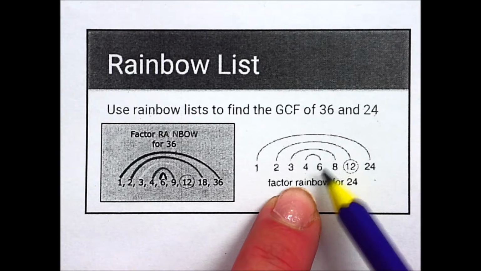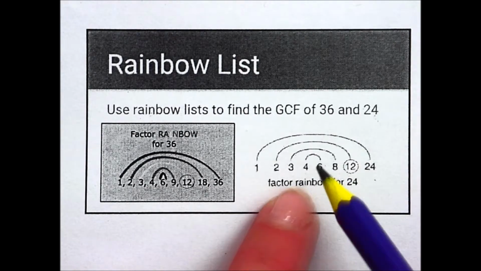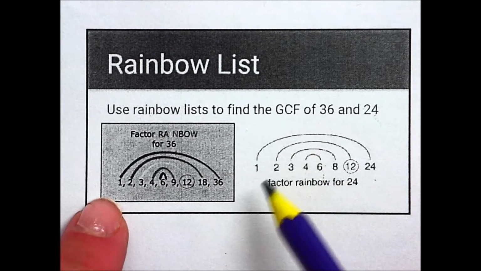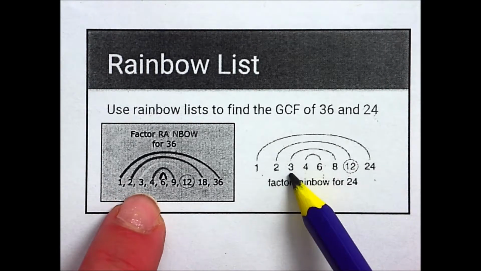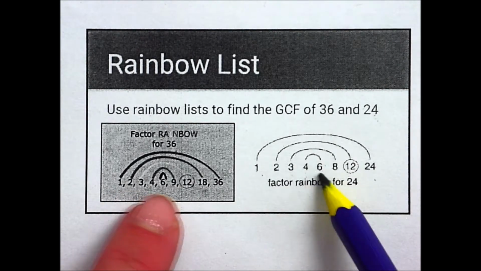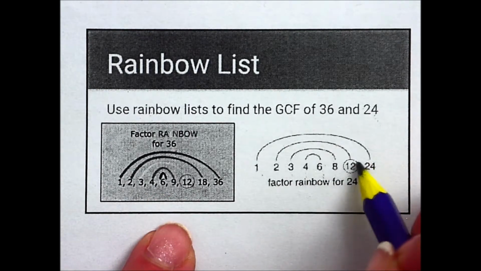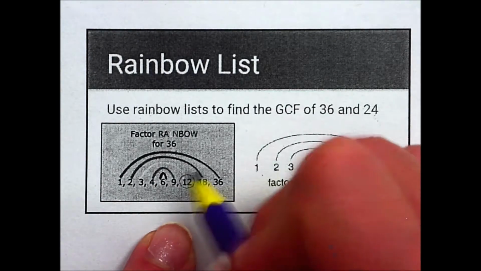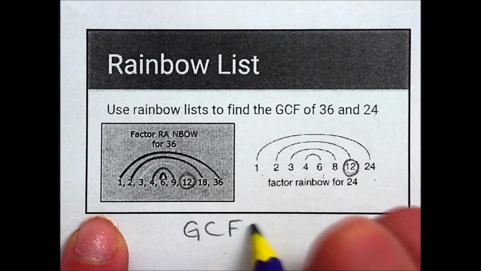We check 5, but this doesn't end in 0 or a 5, so we're done because now 6 is already on the list. Notice we have several common factors: 1, 2, 3, 4, 6, and 12. But 12 is the greatest factor that is in both lists, so the GCF is 12.